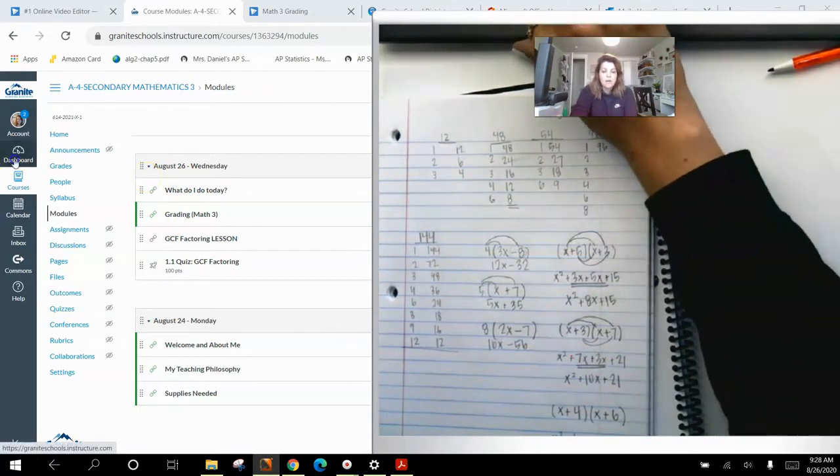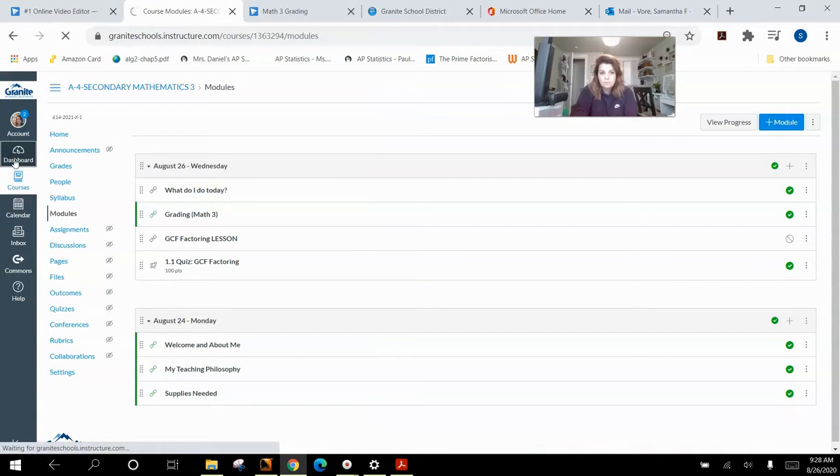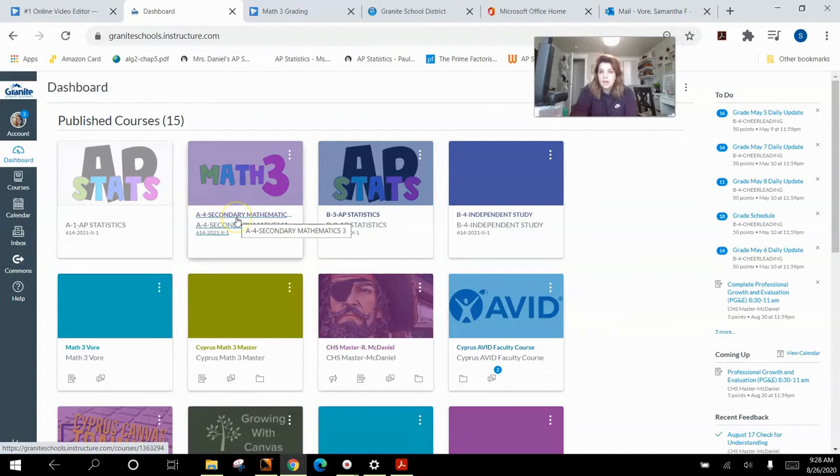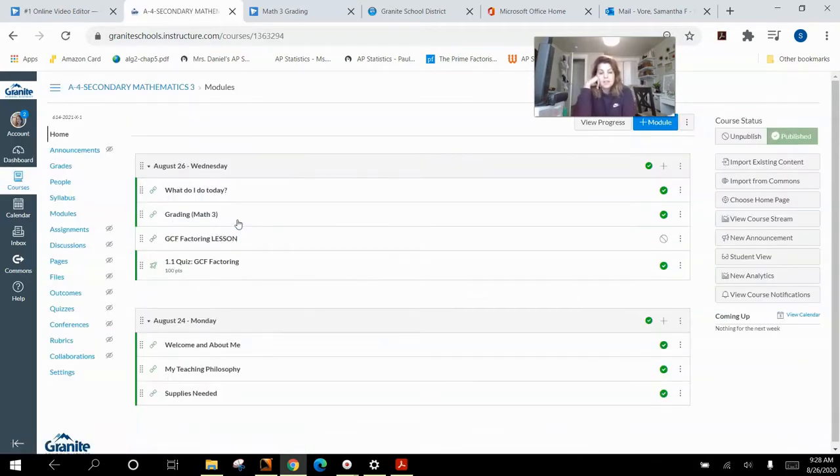So if I go to my dashboard, it's just taking a minute. Here is our tile for this class. It says A4, but this tile is for third period and fourth period. So if you're in 3A and you're seeing that it says A4 or 4A, you're totally fine. Just click on that. And then it brings you in and it shows you what we did last time.